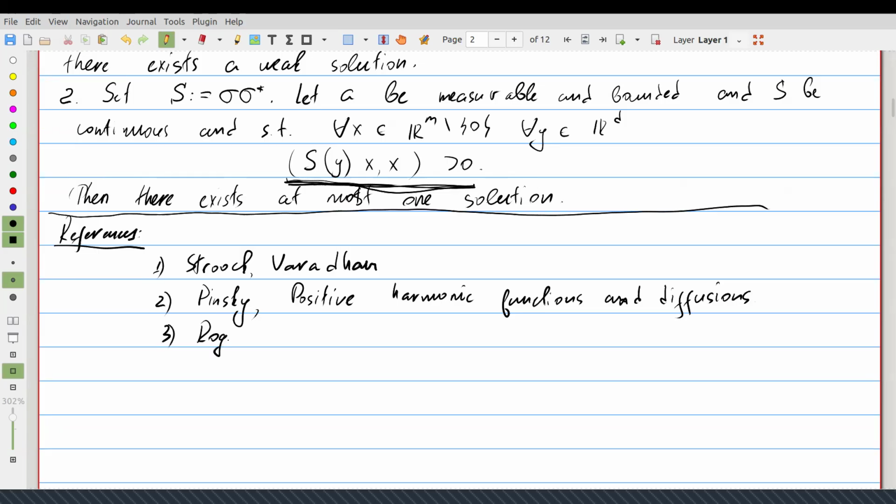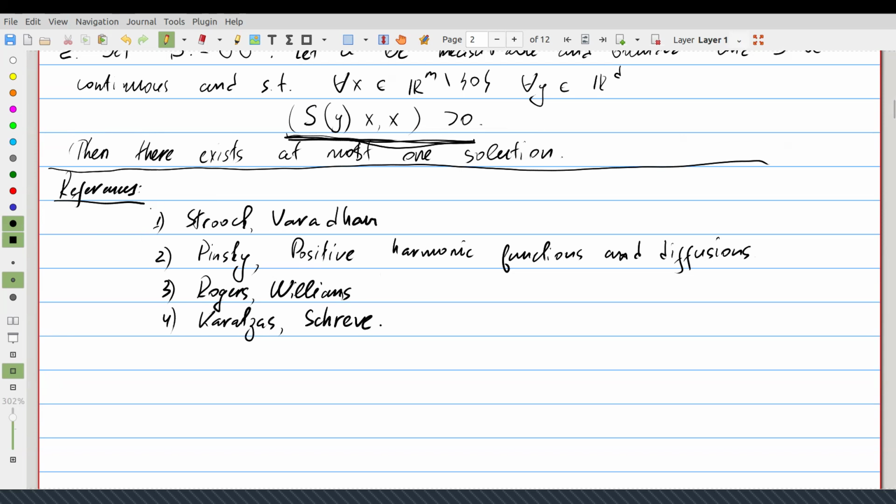Now, a good collection of results is Rogers and Williams. I don't remember which volume it is. I guess the second. And obviously Karatzas and Shreve. So anywhere you can read an exposition at least. But the results, if you are interested in technical details, are given here.